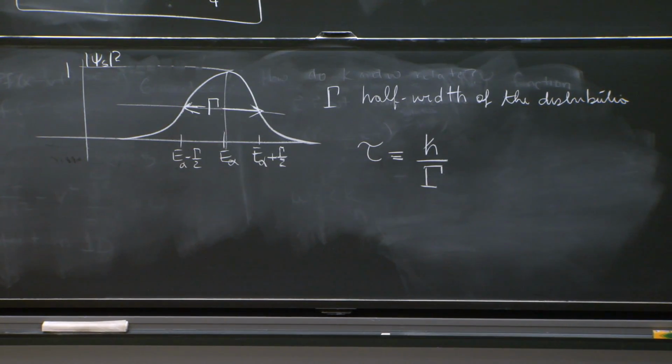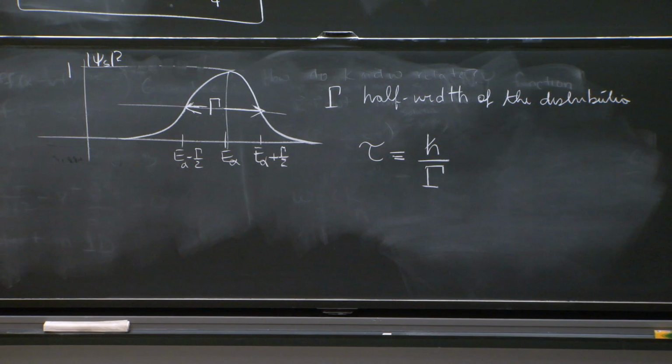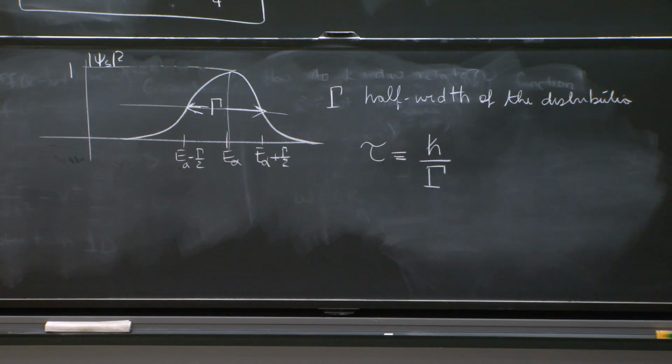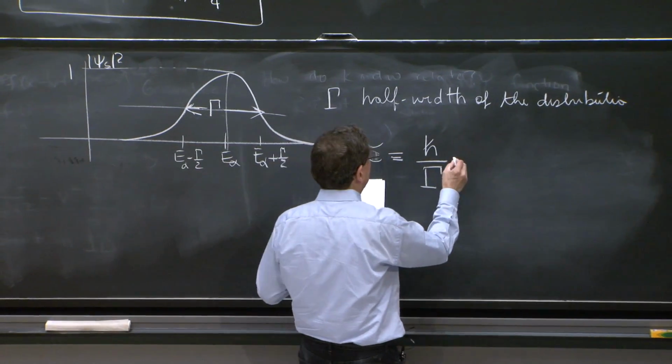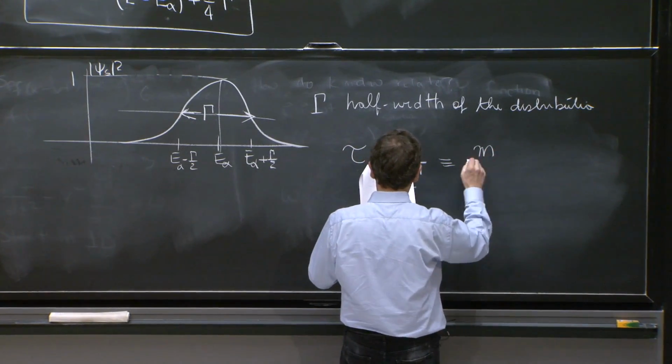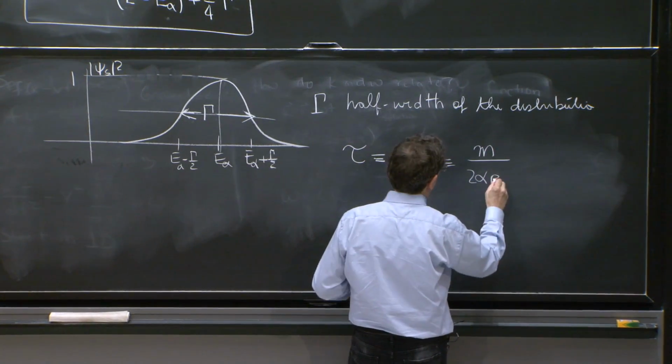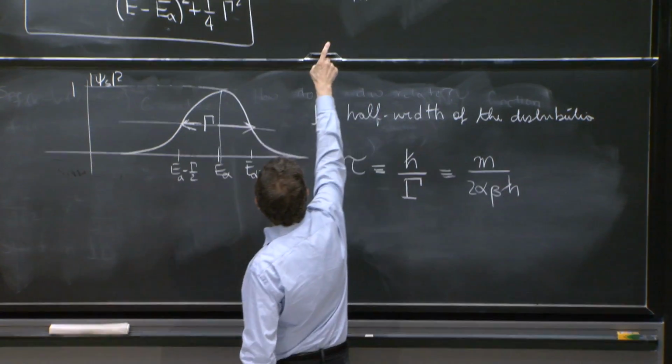H bar has units of energy times time, so if you divide by energy, you get units of time. And what is this number? So this is some time, and it's equal to h bar over gamma, which is 1 over 2 alpha beta.